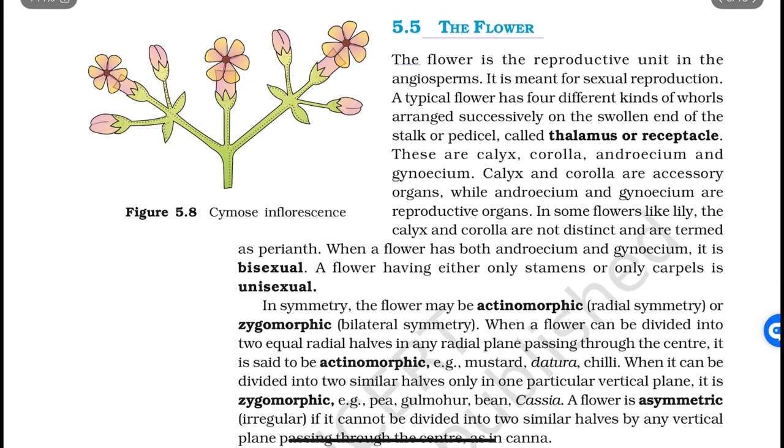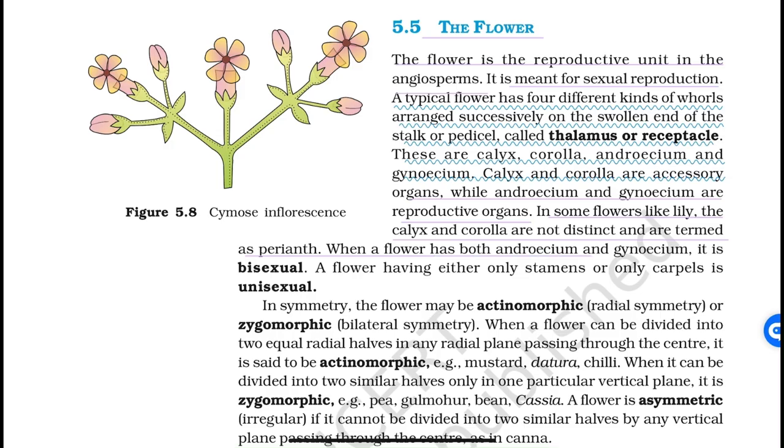The flower. The flower is a reproductive unit in the angiosperms. It is meant for sexual reproduction. A typical flower has four different kinds of whorls arranged successively on the swollen end of the stalk or pedicel, called thalamus or receptacle. These are calyx, corolla, androecium, and gynoecium. Calyx and corolla are accessory organs, while androecium and gynoecium are reproductive organs. In some flowers like lily, the calyx and corolla are not distinct and are termed as perianth.